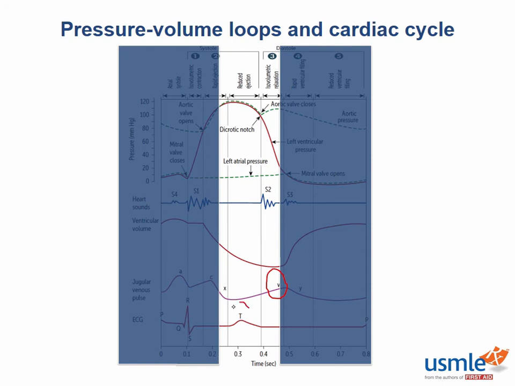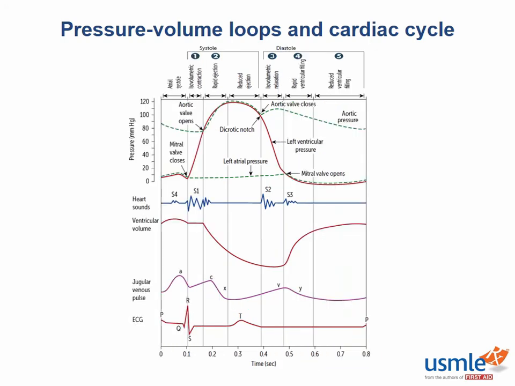Looking at our EKG, we can see that the T wave corresponds to this period of ventricular repolarization, where the ventricle is relaxing after a rapid ejection phase. So the rest of the cardiac cycle includes rapid ventricular filling, which is essentially a period at which time the blood from the atrium fills the left ventricle, as you can see here in the ventricular volume curve, in preparation for the beginning of the next cardiac cycle.